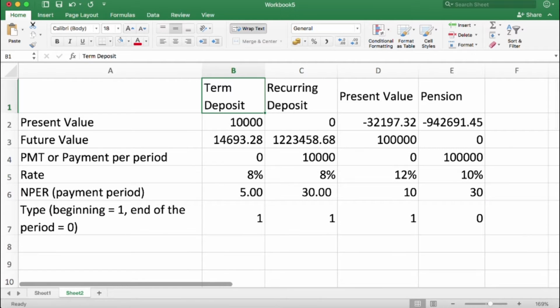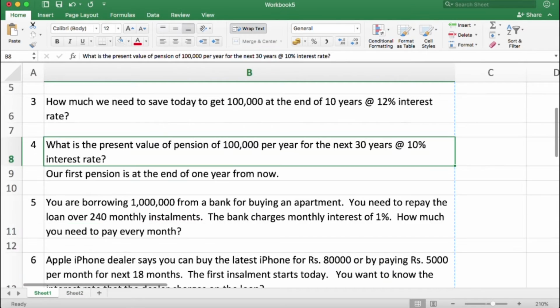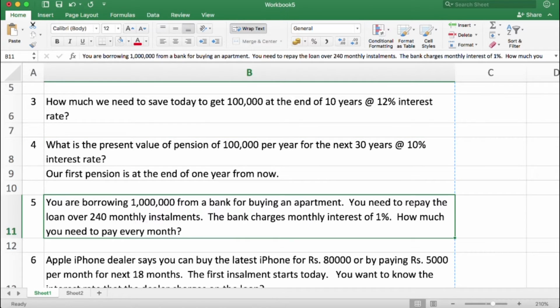Let's do one more problem, or rather two more problems, and learn two more Excel functions which are very useful in your day-to-day life. You are borrowing, let's say, 1 million from a bank for buying an apartment. You need to repay the loan over 240 monthly installments. The bank charges monthly interest of 1%. How much do we need to pay every month to repay this loan of 1 million? So let's enter the data in our template and answer the question.